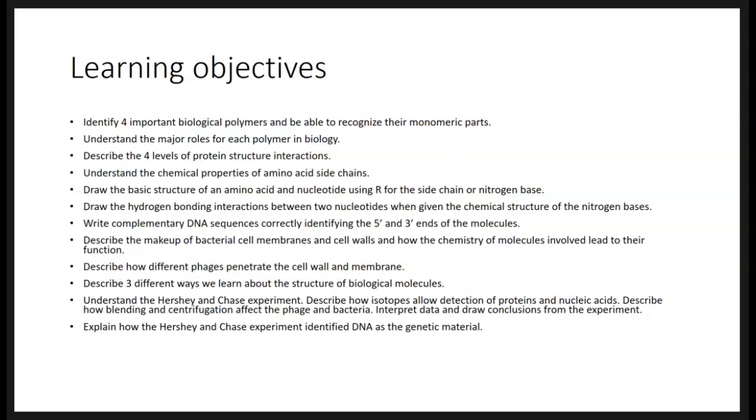Finally, we'll talk about one important experiment in biology that was done using phages. This is the Hershey and Chase experiment. You should understand this experiment and describe how isotopes allow detection of proteins and nucleic acids. Describe how blending and centrifugation affect the phage and bacteria. Interpret data and draw conclusions from this experiment. Then you should finally be able to explain how the Hershey and Chase experiment identified DNA as the genetic material.